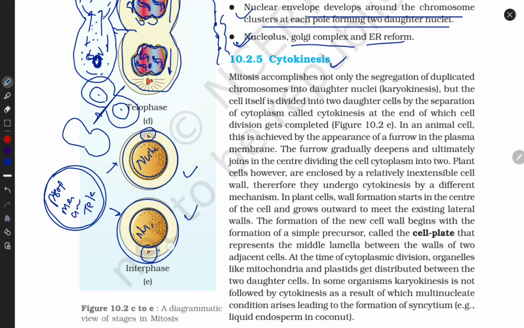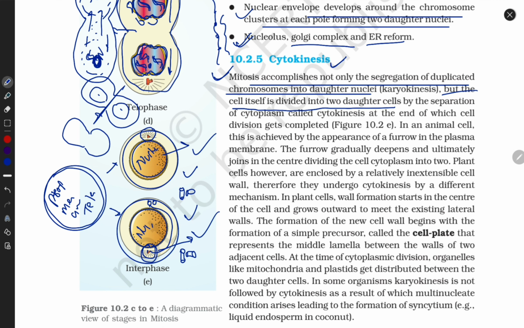Again, if they want to go into prophase, what does this centriole do? One goes to this pole and another to the other pole, and they start to duplicate themselves. And now they show metaphase, anaphase, and they again split. So cytokinesis means mitosis accomplishes not only the segregation of duplicated chromosomes into daughter nuclei, but the cell itself is divided into two daughter cells.